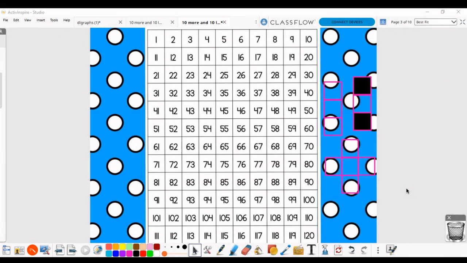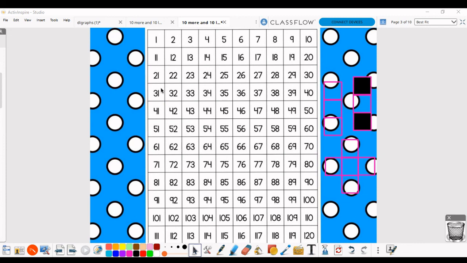Now that we have discussed a few ways that we can find 10 more and 10 less, let's practice. We're going to first practice with the 120 chart. So remember, to find 10 more and 10 less, we must look up and down our columns. Remember, columns go up and down, rows go left to right. So we need to look up and down of each column to find 10 more and 10 less of a number.